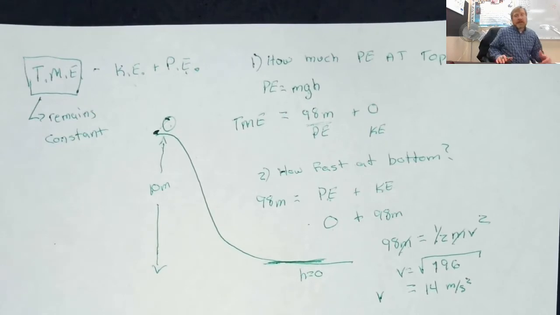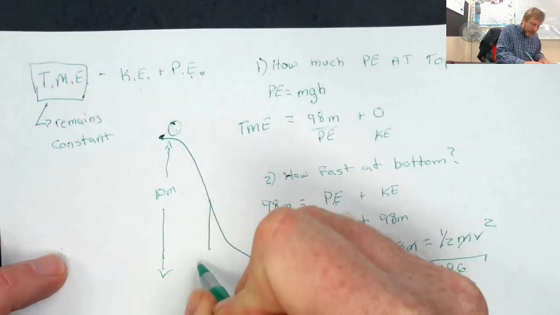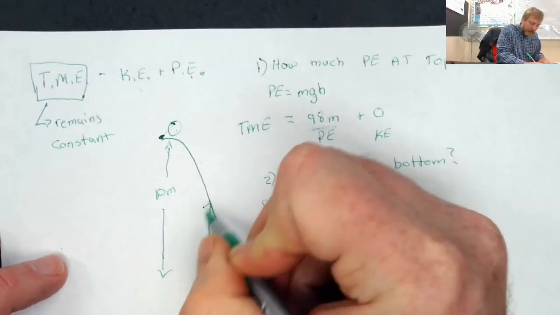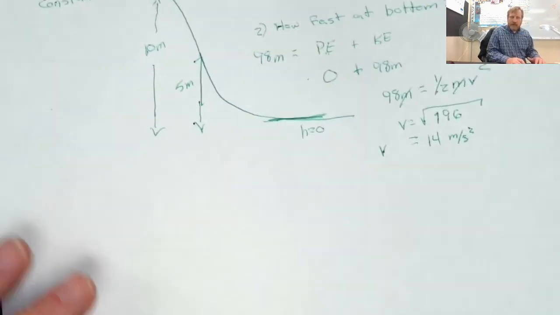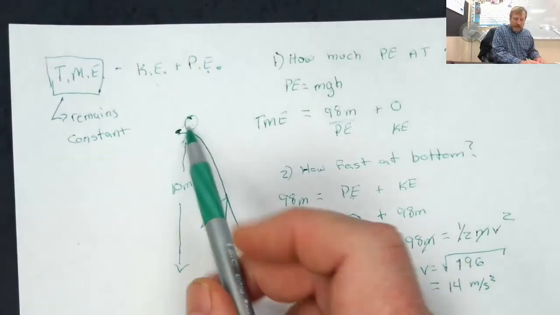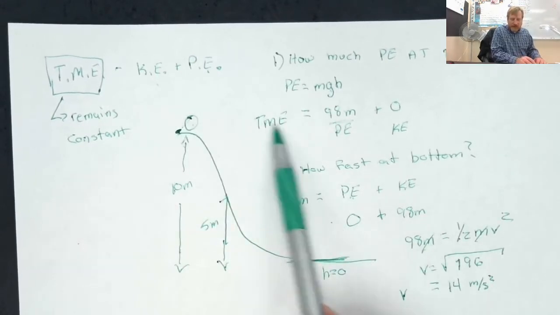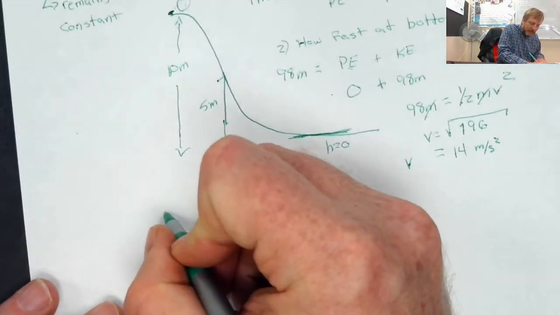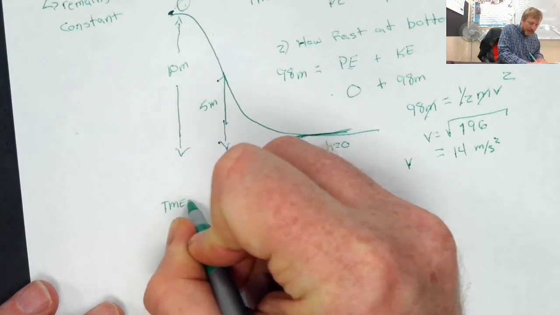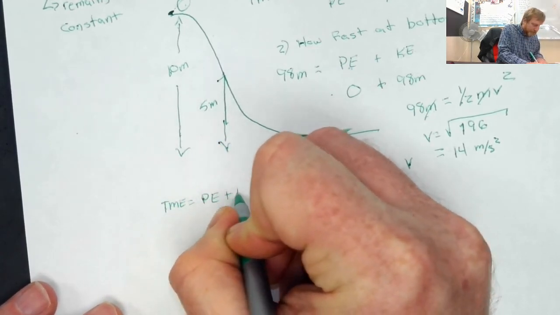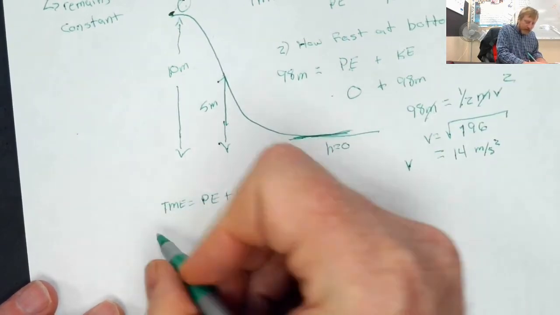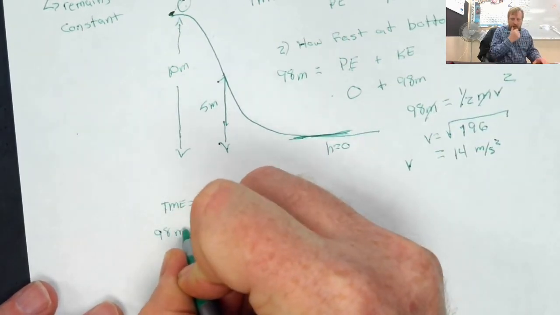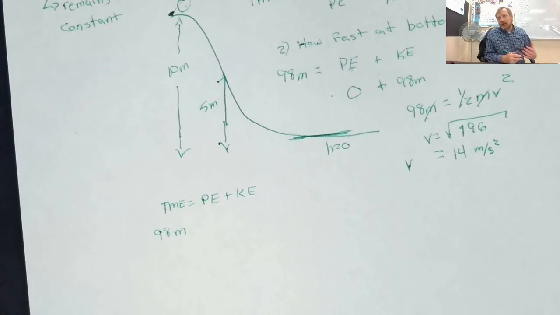And we can do this not just at the top or the bottom, we can do this at any given height. Let's say we were looking at how fast this thing is going halfway down the hill at 5 meters. Okay, we can do the same thing. Once we use the top to determine our total mechanical energy, that remains the same everywhere in the system. So again, we're going to say TME equals PE plus KE. And we're going to say the total mechanical energy is still that 98 M that we had before. And now this is some combination of potential and kinetic energy.